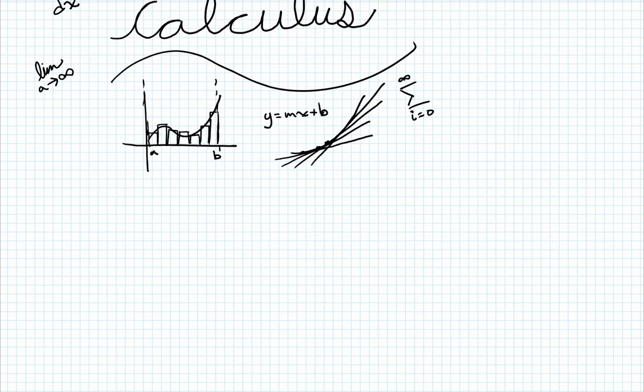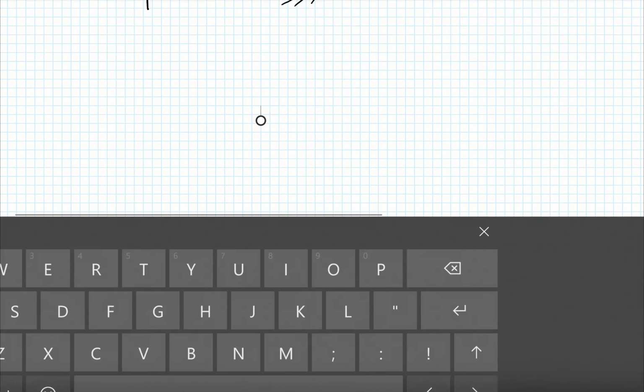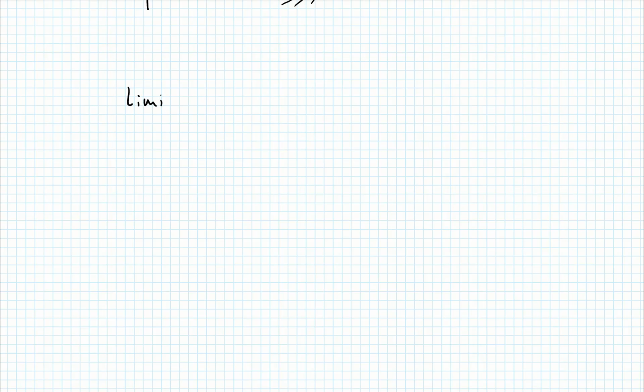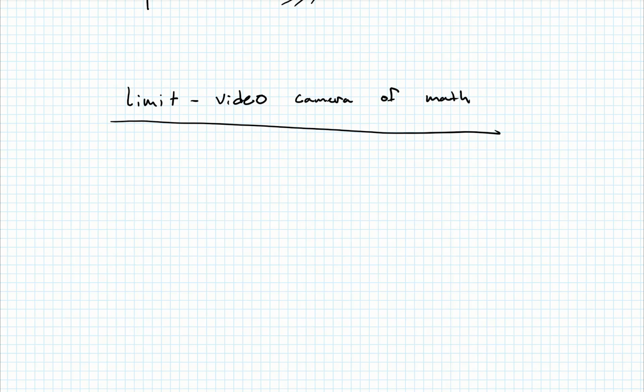So the idea of a limit is really at the core of calculus. A limit is this thing that kind of converts math into a sort of video camera. So in math traditionally, prior to the limit, we had photos. And introducing the limit is kind of like the video camera of math. So let's write that right here. This is a really important idea: the limit is like the video camera of math.